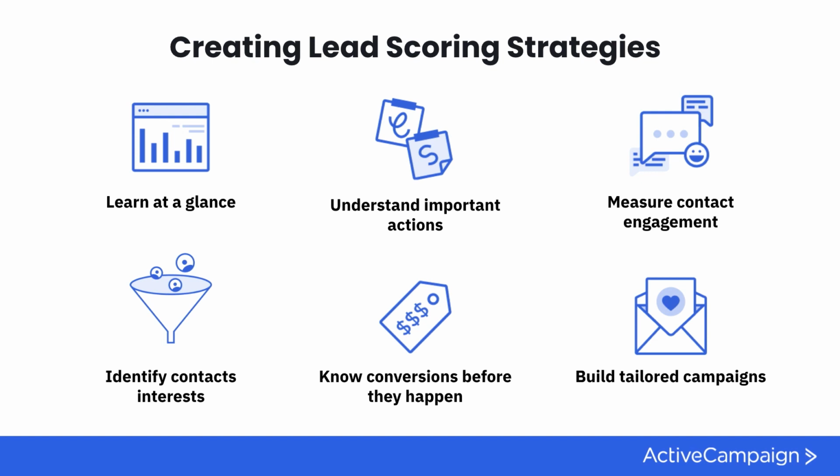Once you start to set thresholds for your points within your lead scoring system, you're going to be able to know at exactly what point somebody's going to make a conversion based on the score that they have. You can then take the scoring systems that you've put into place and create tailored campaigns around the things that make the most sense for your contacts at that time.